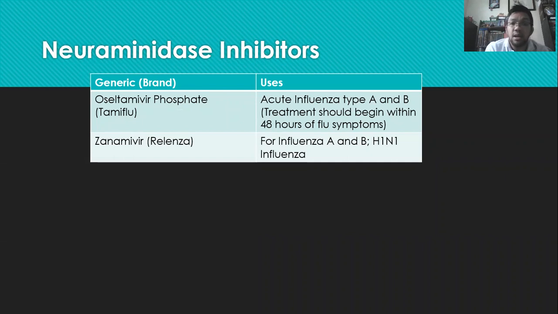Zanamivir or Relenza, this is for, again, influenza type A and B and the H1N1 influenza. If you recall the previous pandemic, it was short-lived. In 2009, the H1N1 influenza, this drug was used for that. Now for COVID-19, there are certain antivirals that are still being studied, but they're not yet approved by the Food and Drug agencies of other countries and here. They're still studying it.